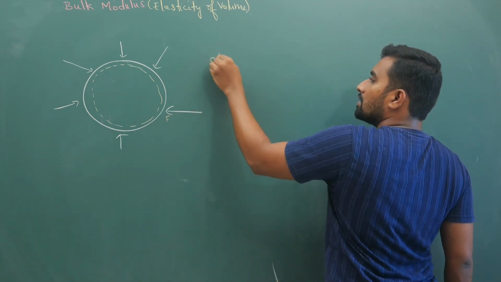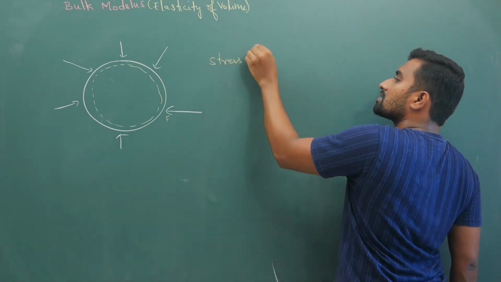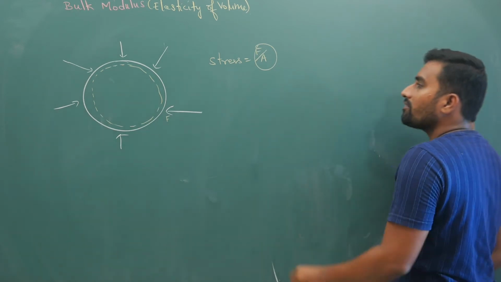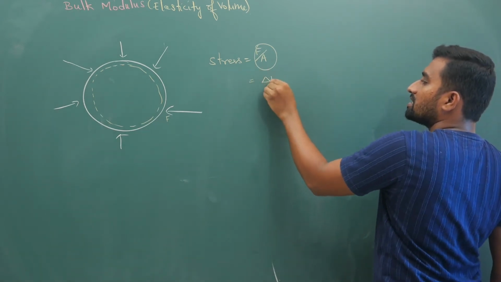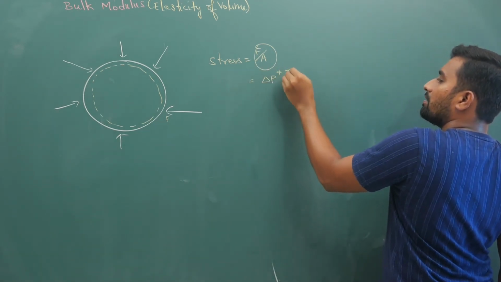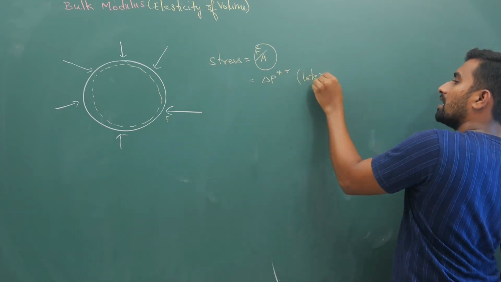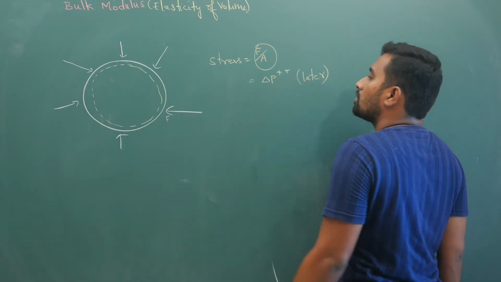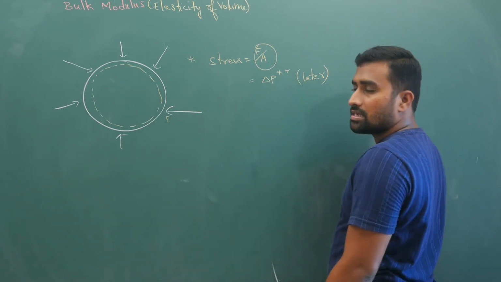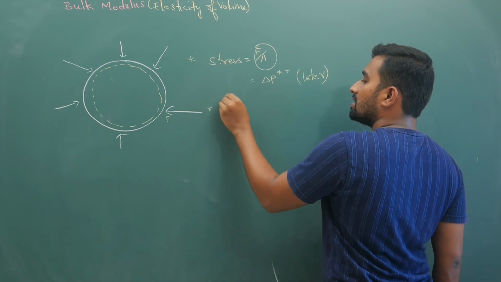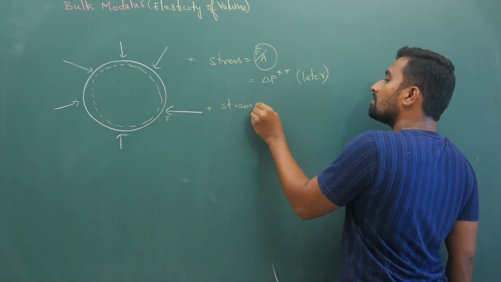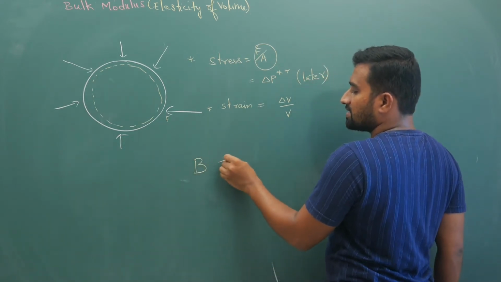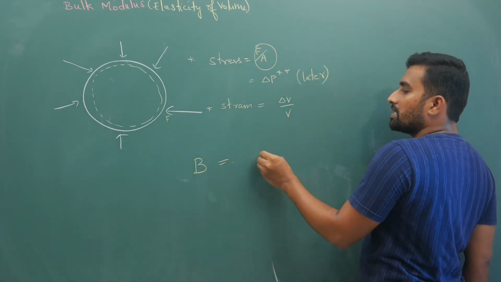In this case, your thermal stress is force by area, but that restoring force is developed because of change in pressure, okay, very important. Later I will explain in KTG once again, or in thermodynamics it will come. So stress is change in pressure. In this case your strain is change in volume by volume. Your bulk modulus of elasticity B is stress by strain.